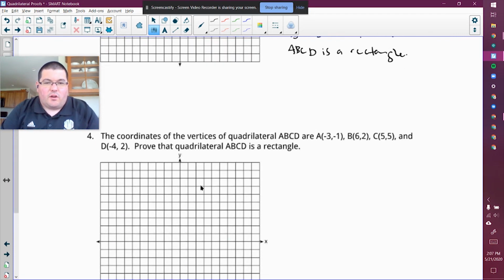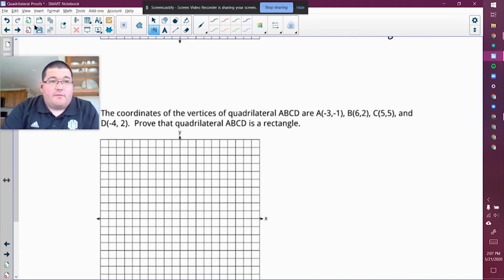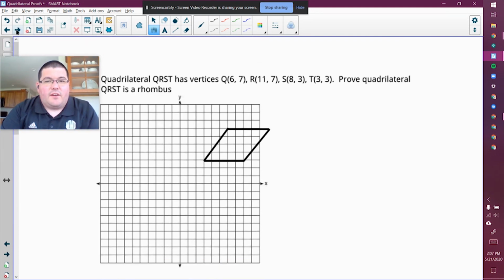So for number 4 here, it would be the same kind of idea. So I'm going to leave this one for you guys to try later and take a look at a different type of quadrilateral. Here, QRST has vertices at (6, 7), (11, 7), (8, 3), and (3, 3). And so this is T, this is Q, this is R, this is S. And we want to prove this is a rhombus.